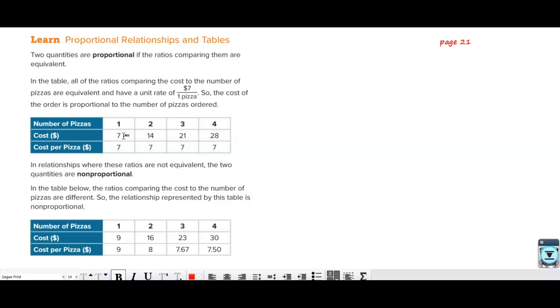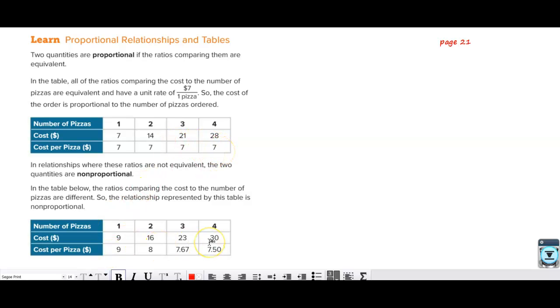And then the constant of proportionality is actually the 7. It's what number you multiply the top number with to get the bottom number. So if you multiply 1 times 7, you get 7. 2 times 7, you get 14. The constant of proportionality is always 7.